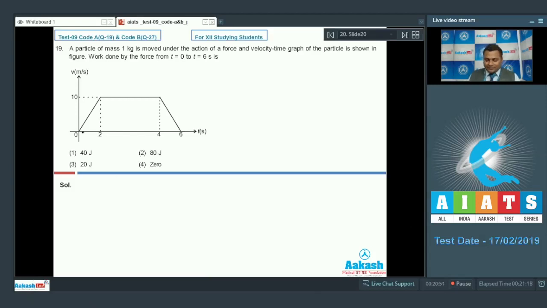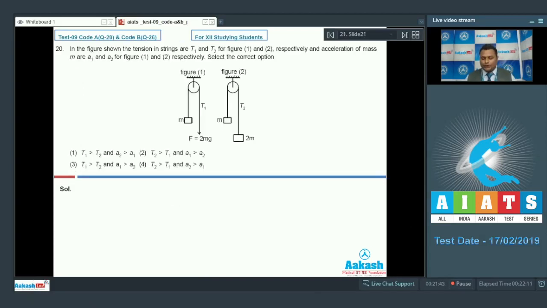If you see the graph, you will find that the initial speed is 0 and the final speed is also 0. It means there is no change in kinetic energy. According to the work-energy theorem, work done is equal to change in kinetic energy, which is 0 here. Therefore, work done is also 0. So we will proceed with option number 4. Now let us proceed to the next question, question number 20.